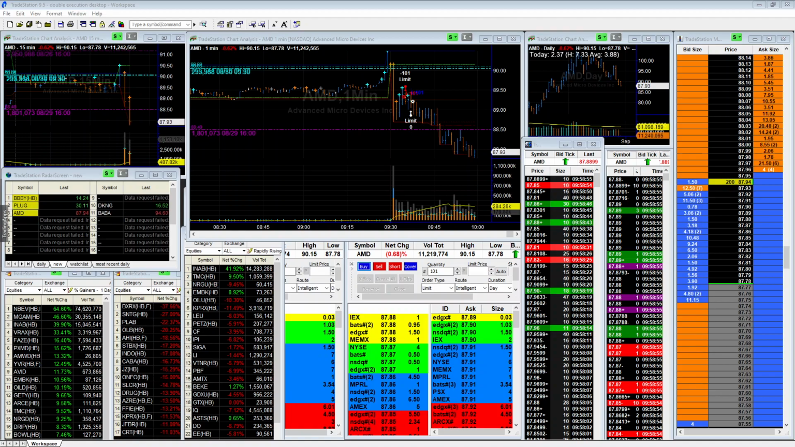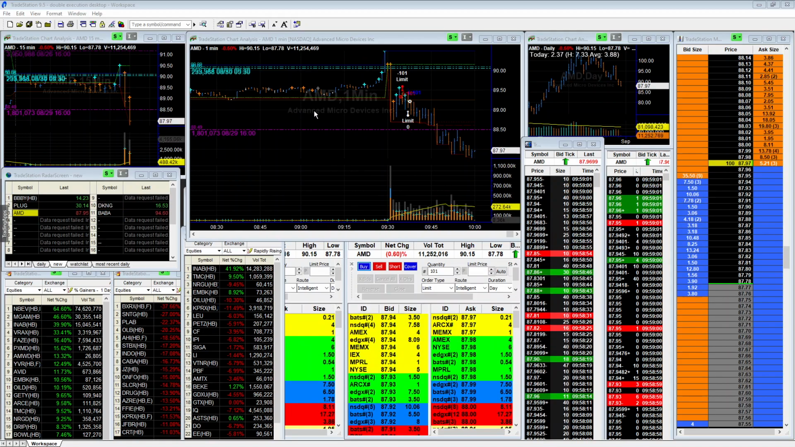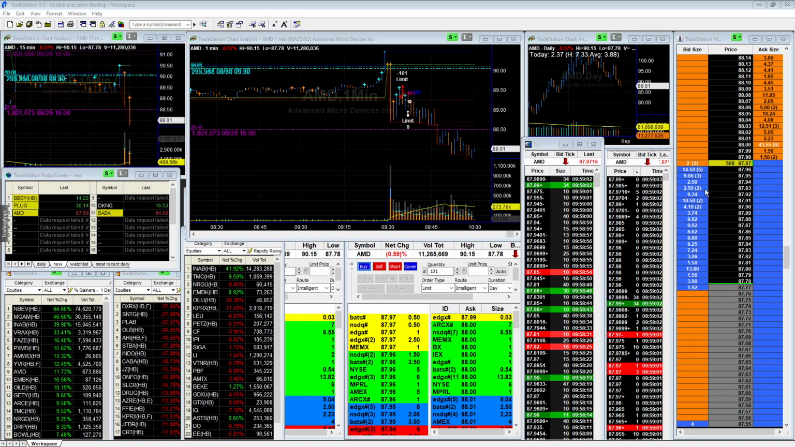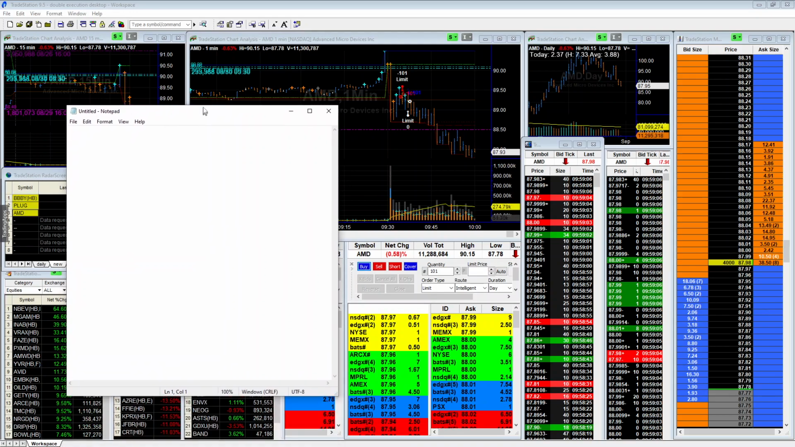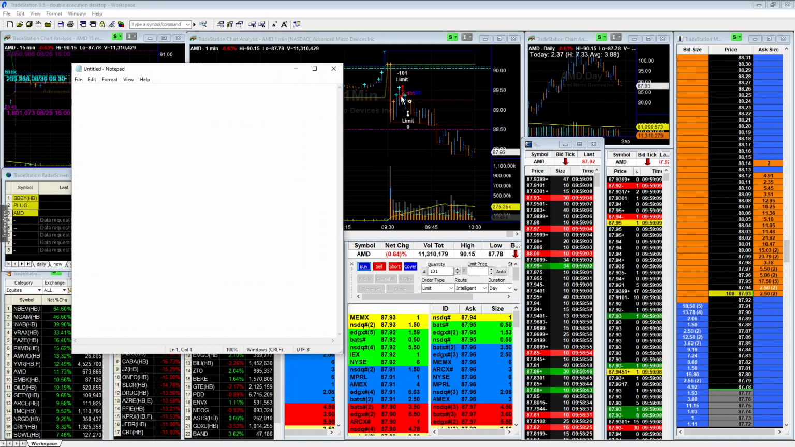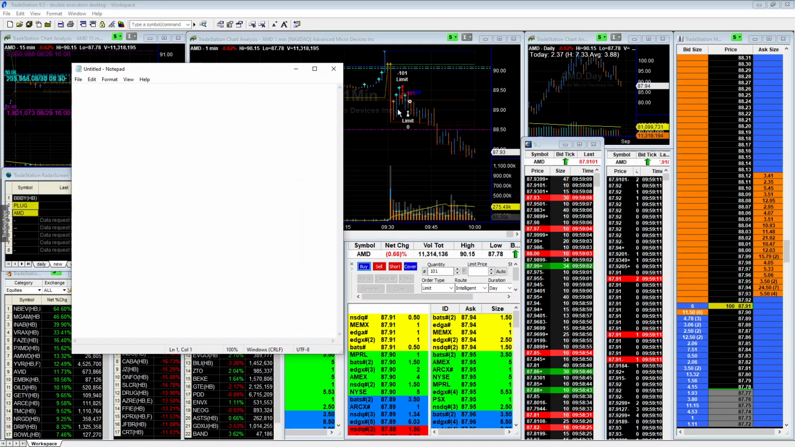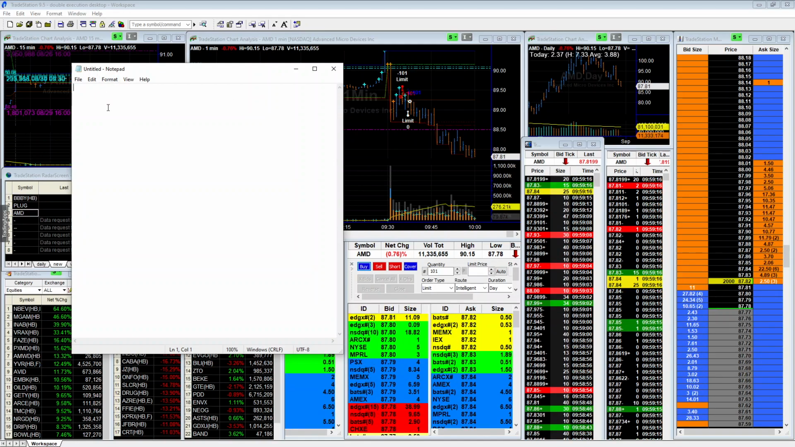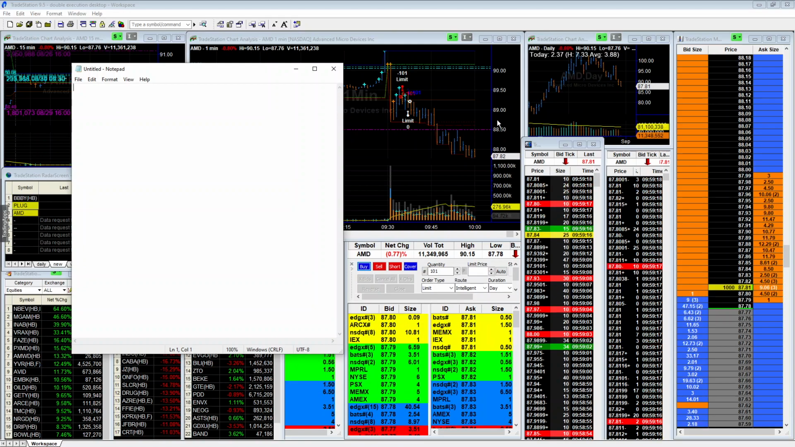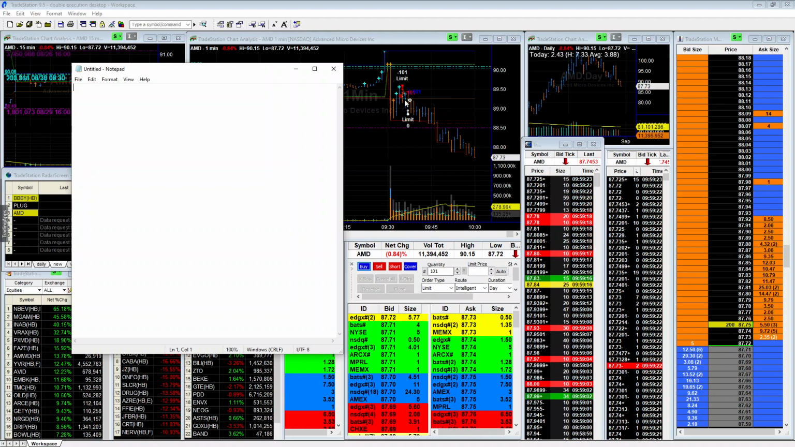Alright, so this is just a little review of my trade. It was such a simple trade. I just did not really trust my game plan, but it was so easy. I have this notepad up just to show how simple this trade was. But I just let myself get in my own way.